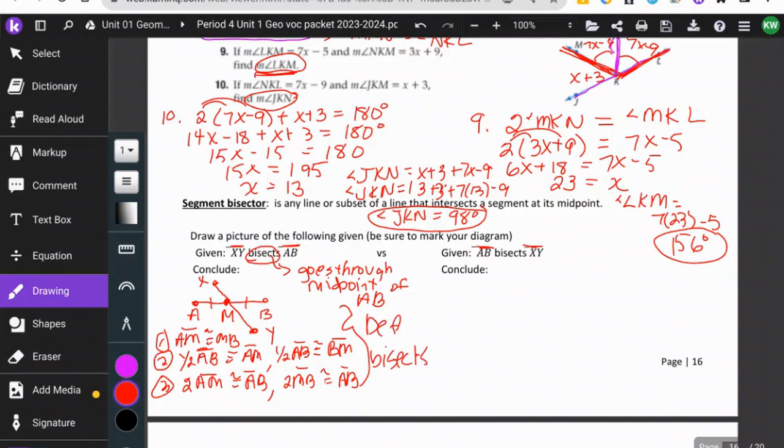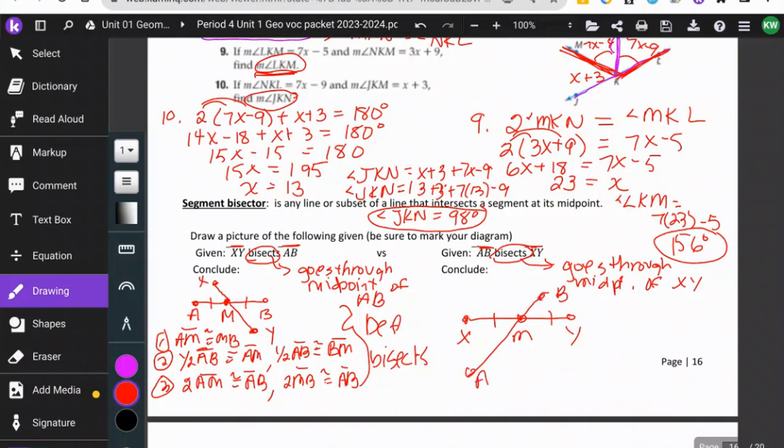All right, so now we switch this. The difference here is what's being bisected. So now AB goes through the midpoint of XY. So this time XY is being bisected. So I've got XY, I need to know where the midpoint of XY is, and AB is going to go through the midpoint of that. So something like that. And now your conclusions.